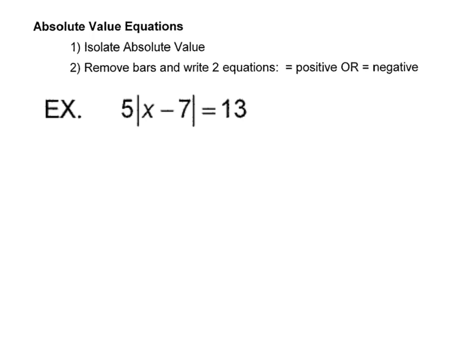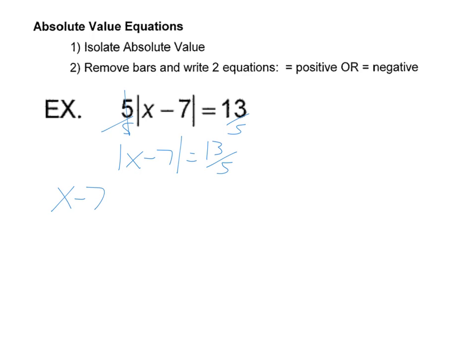Absolute value equations. A couple of steps for those. You want to get the absolute value all by itself, and then you're going to turn your problem into 2 equations. So let me show you what I mean by that. Let's divide by 5. And we have the absolute value of x minus 7 is equal to 13/5. So now that absolute value has been isolated, we'll take the bars away and write the equation twice.